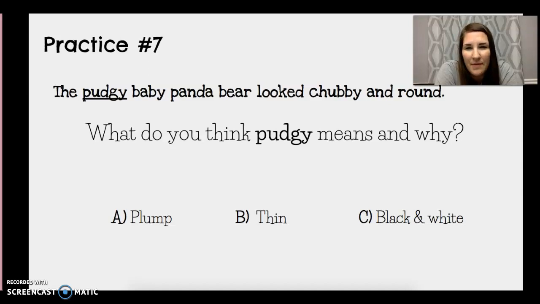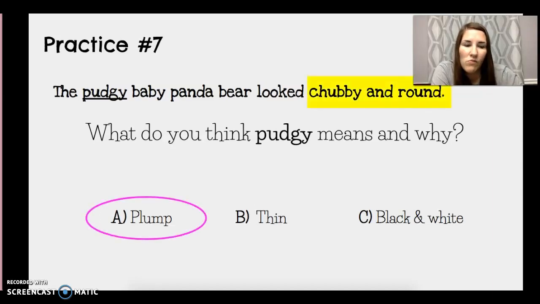So pudgy baby panda bear looked chubby and round. So I know one of the options is black and white, and that is something that panda bears are, but that doesn't really make sense that it would say a black and white panda bear. I know that's not another way of saying that. And it says looked chubby and round. So that's probably not going to be thin either. So this one gives me a synonym as well. So chubby and round is the same as pudgy. So plump would be my best answer.